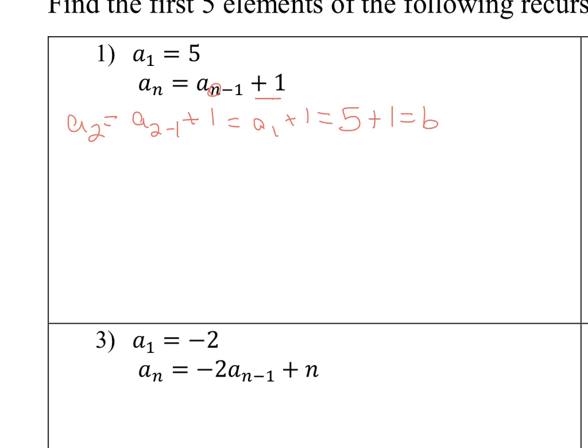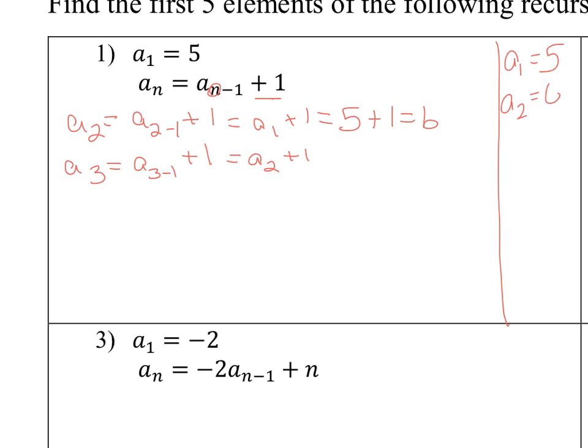And if you want to get more specific, like when you do it in class, you may want to do it out more like this yourself. So if I want a sub 3, it's a sub 3 minus 1 plus 1. So that's a sub 2 plus 1. A sub 2, well, we just figured that out. This is a sub 2, 6. So sometimes it's easier if you're going to do it this way to keep track: a sub 1 is 5. I know a sub 2 is 6. And I need 3, 4, and 5.